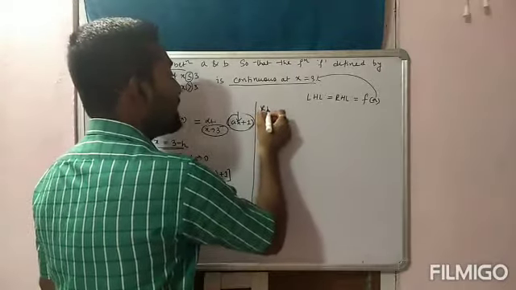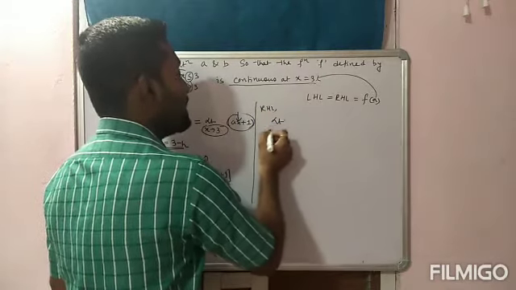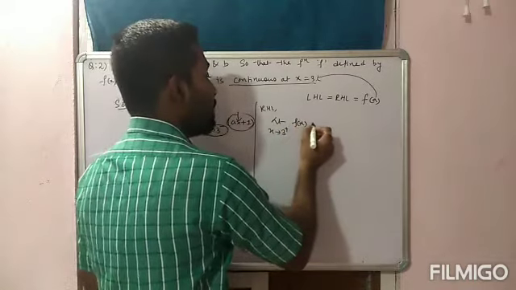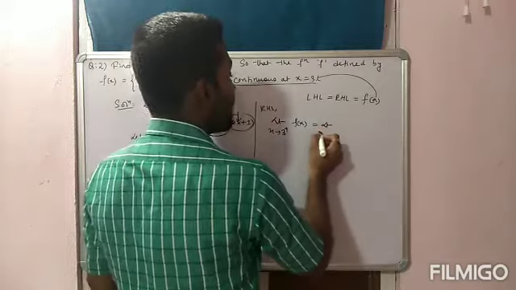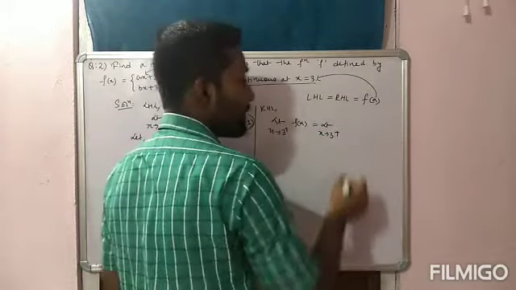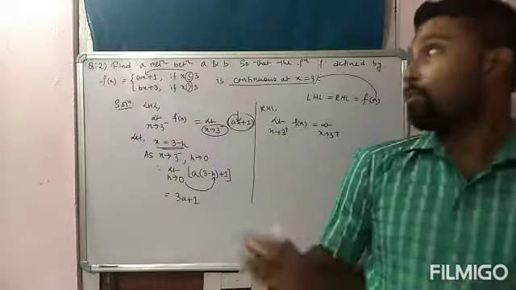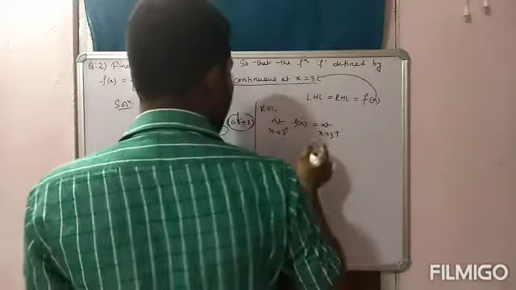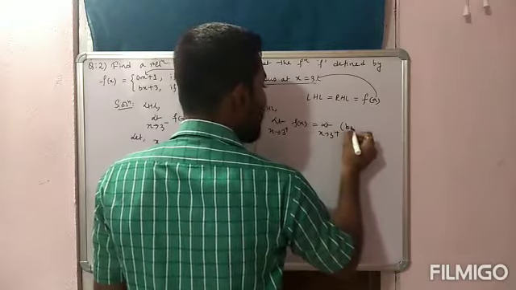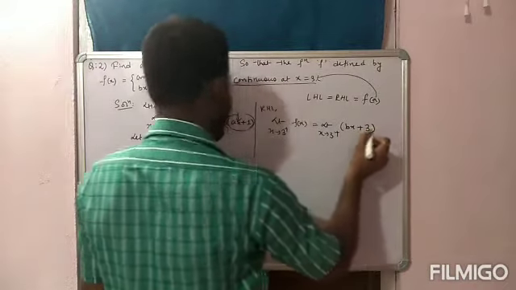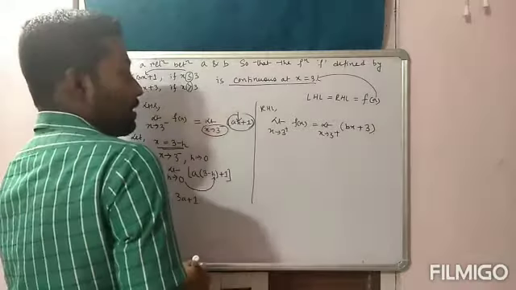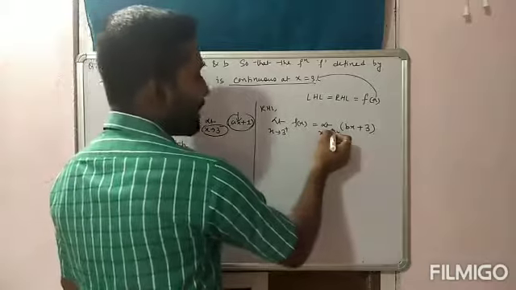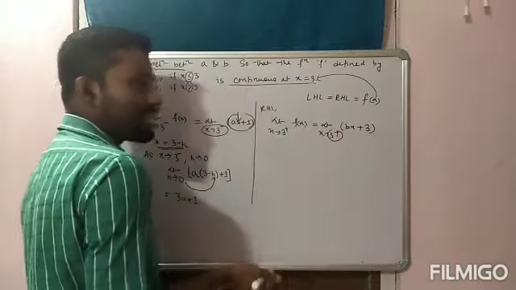Similarly, check the right hand limit also. That is limit x approaches 3 plus of f of x, which is equal to limit x approaches 3 plus. Plus means we all know more than 3. So for more than 3, the second condition is satisfied, so you have to replace f of x by bx plus 3. Here also, like left hand limit, since we don't know the exact value of 3 plus, we can say that it is more than 3.